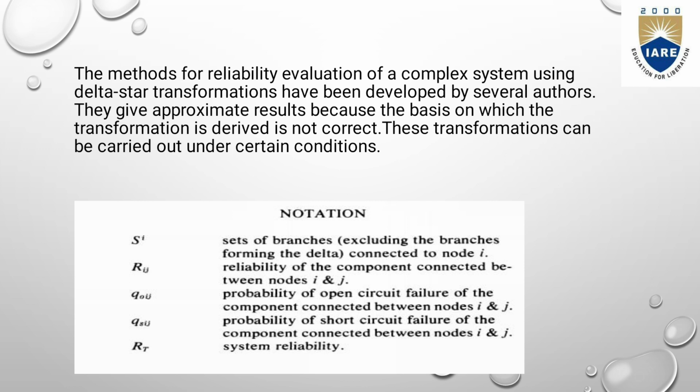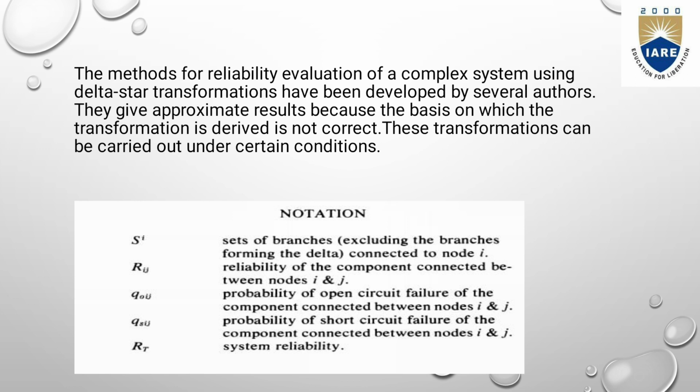The methods for reliability evaluation of a complex system using delta star transformations have been developed by several authors. They give approximate results because the basis on which the transformation is derived is not correct. These transformations can be carried out under certain conditions. So let us first see these notations.